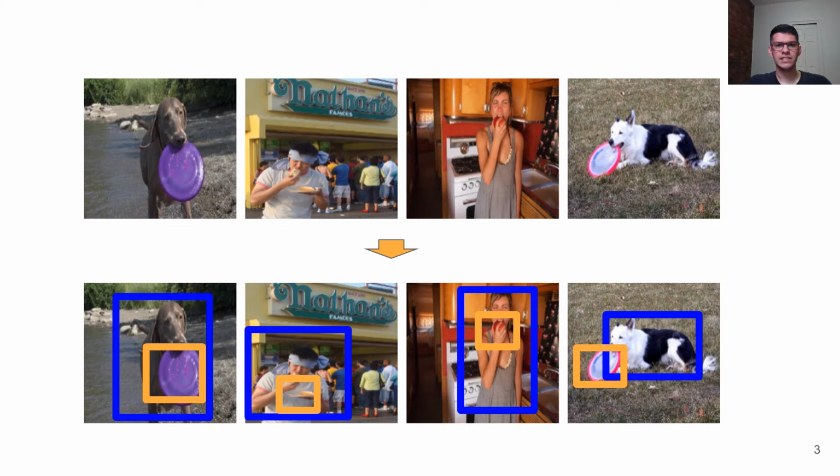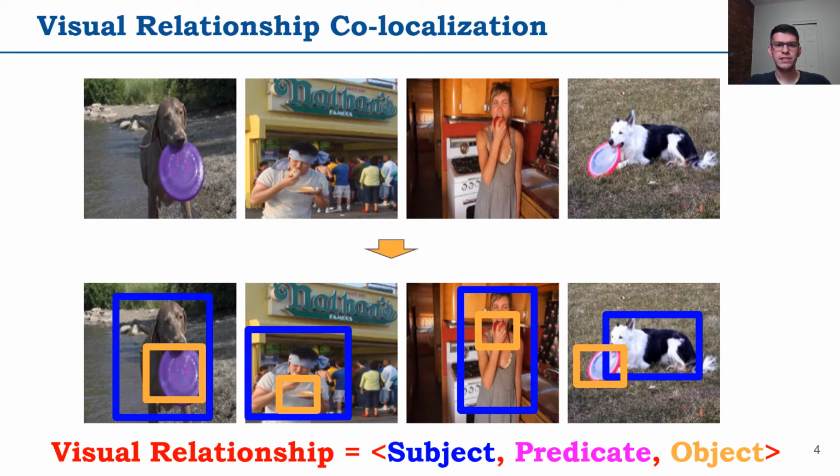Consider this bag of 4 images. Can you identify the visual subjects and objects connected via a common predicate in each of these images? We as humans could possibly do this very easily. The goal of this work is to address this problem automatically. We refer to this problem as visual relationship colocalization or VRC in short.